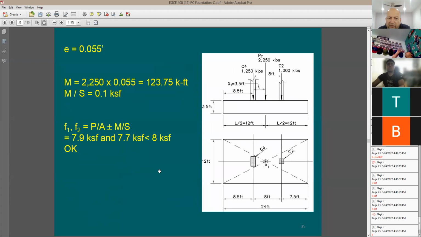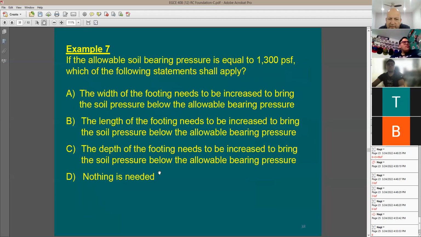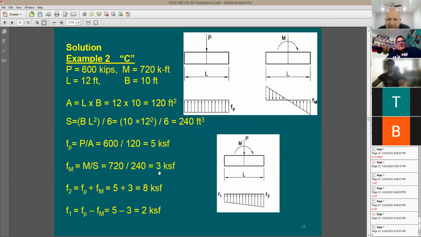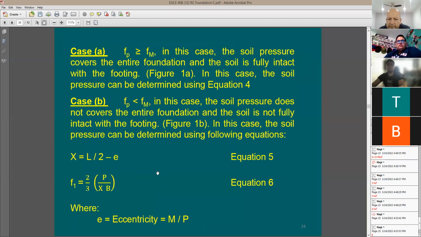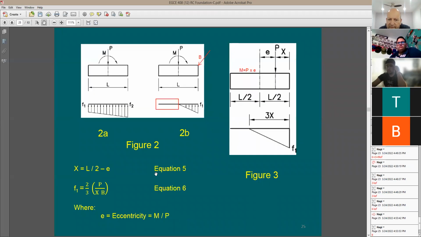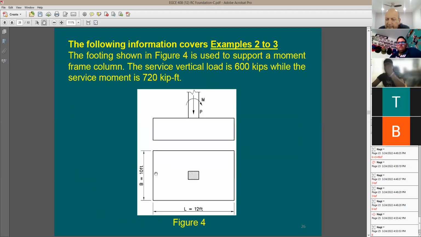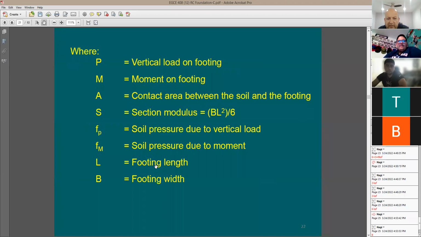Now, I want to show you the reinforcing design for the footing. So let me go back here. I'm going to say now I have a footing that I need to design the reinforcing for. How can I do this? Now, let me go back here to this slide.